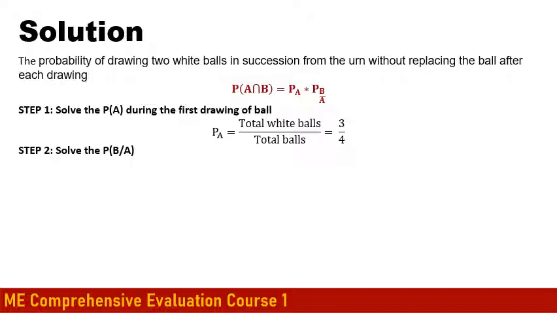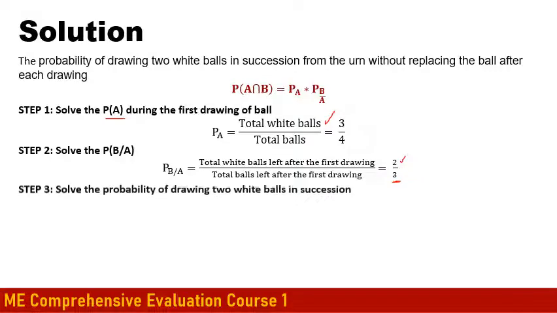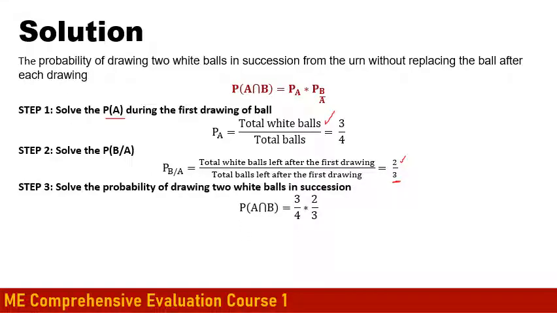For the probability of event B happening when A has already occurred, when you already draw the first ball and did not replace it, the total balls left after drawing the first ball would be 3. Also, when A is successful, meaning you already drew a white ball, there will only be 2 white balls left. That's why we have 2 over 3. So, the probability of drawing 2 white balls in succession would be 3/4 times 2/3, or 0.5, meaning there is a 50% chance that you would get 2 white balls in succession.